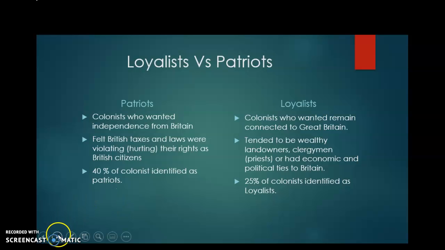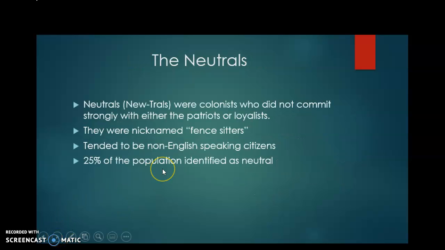However, there is indeed a third side, and those are people who are neutral. Neutrals were colonists who did not commit strongly to either Patriots or Loyalists. Maybe they had Patriot or Loyalist tendencies, but they were like, I can't really choose between the two. They were also known as fence sitters. They tended to be non-English speaking citizens, so maybe immigrants from Germany or Spain who didn't want to get involved. And we had 25% of that population identify as neutral.